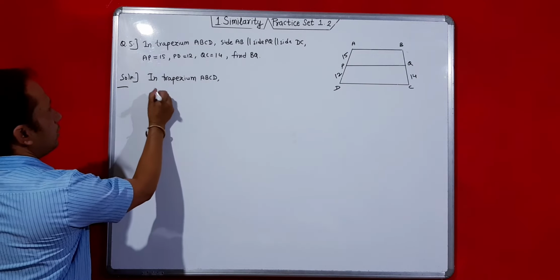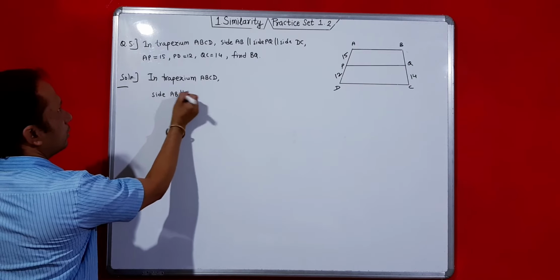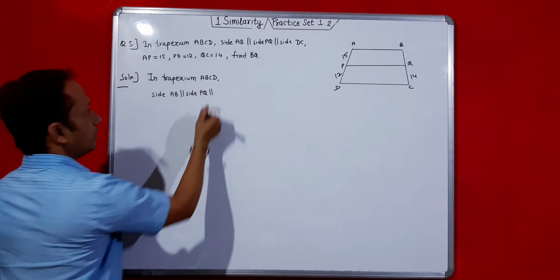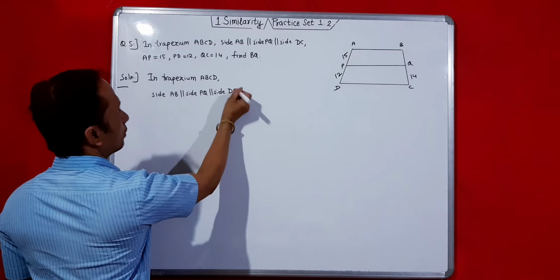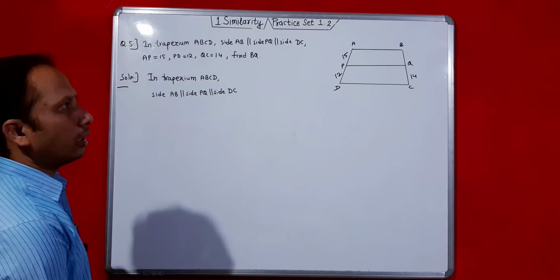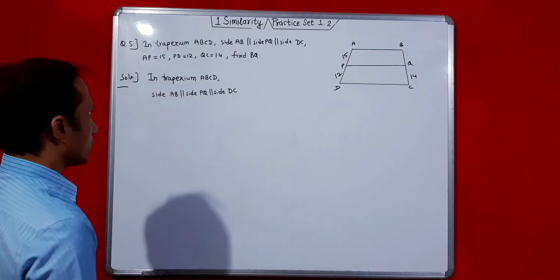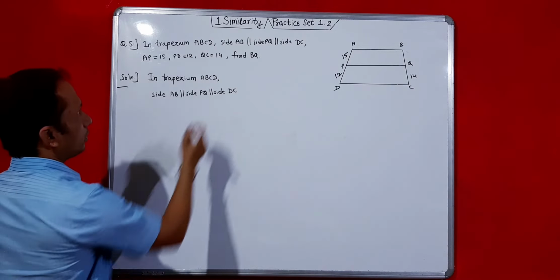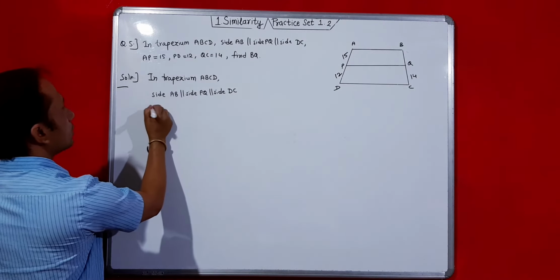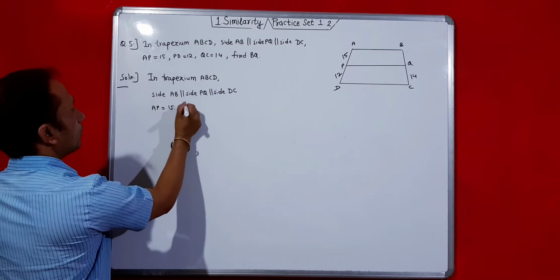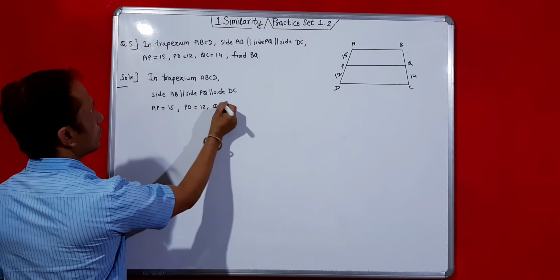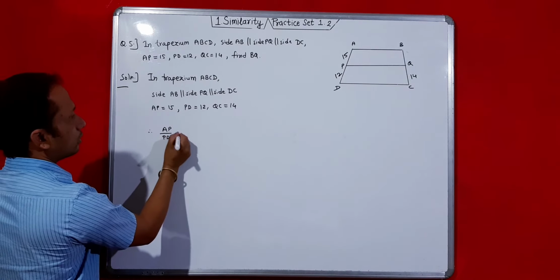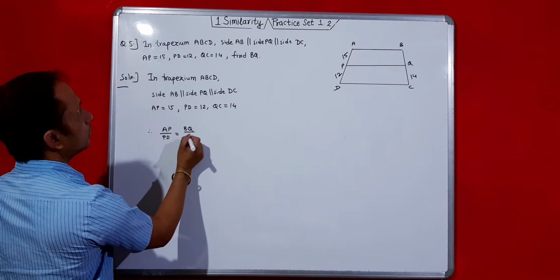Side AB parallel to side PQ, parallel to side DC, and AD and BC are the transversals. It is actually not given, but I'm writing it. So AP is given 15, PD is given 12, QC is given 14. Therefore AP upon PD is equal to BQ upon QC.